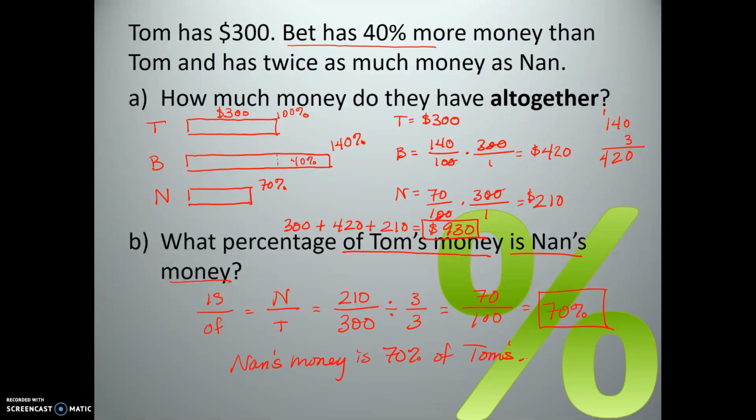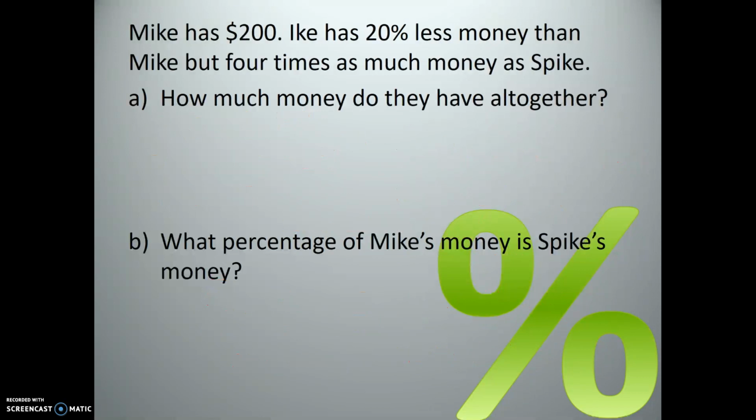All right, let's try one more together. Mike has $200. Ike has 20% less money than Mike, but 4 times as much money as Spike. This is really similar to the last one, so you guys should go ahead and give it a try. How much money do they have all together? All right, well, let's start with some bar models.